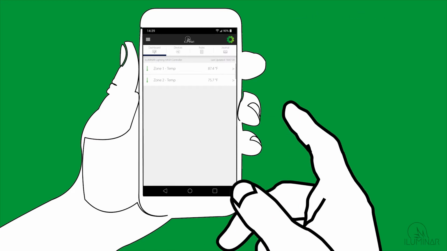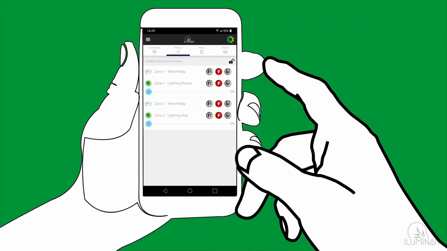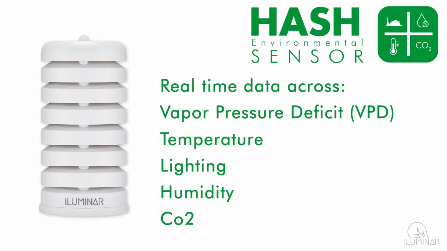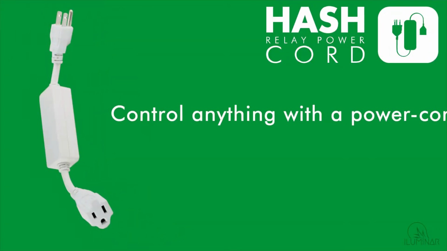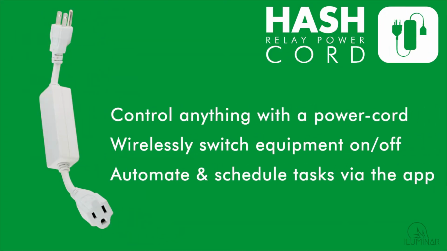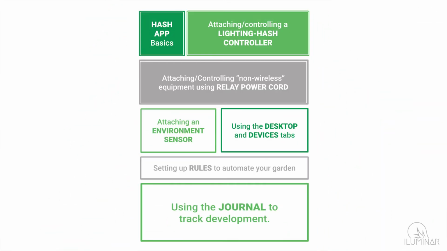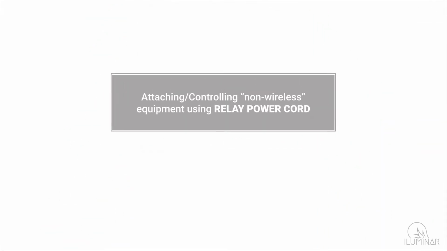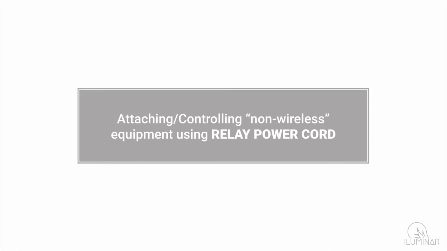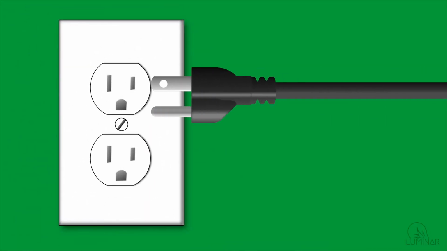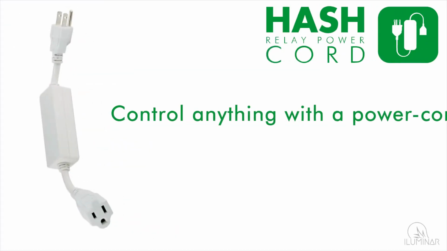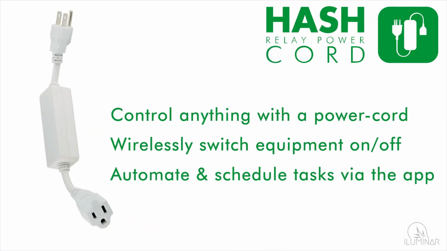Now your controller or controllers are attached, you can use all the functionalities of this main unit. But to get even more out of the HASH ecosystem, make sure you attach environment sensors and relay power cords in order to monitor your garden and automate any equipment with an electrical plug. Relay power cords enable almost anything you usually plug into a power socket to be automated using rules, timers, schedules, or simply to be controlled wirelessly via the app.